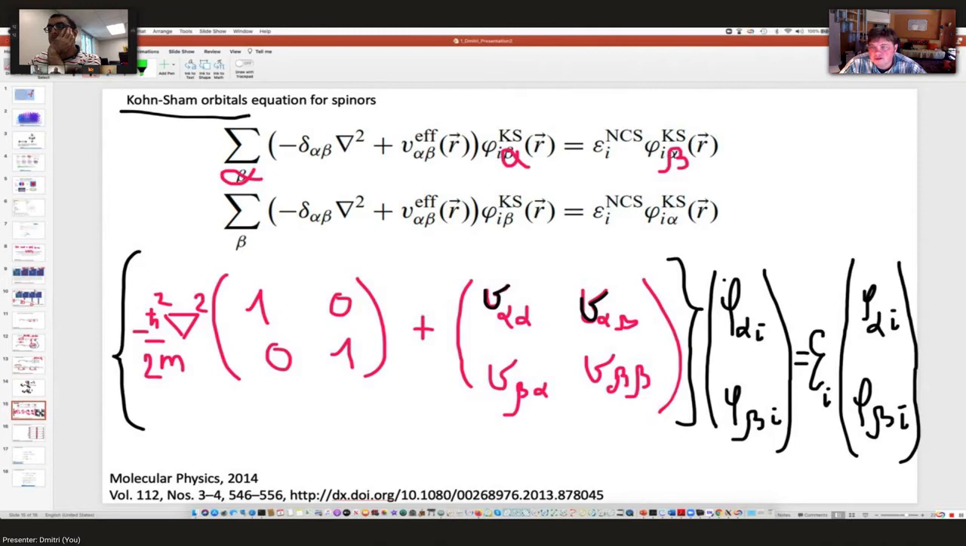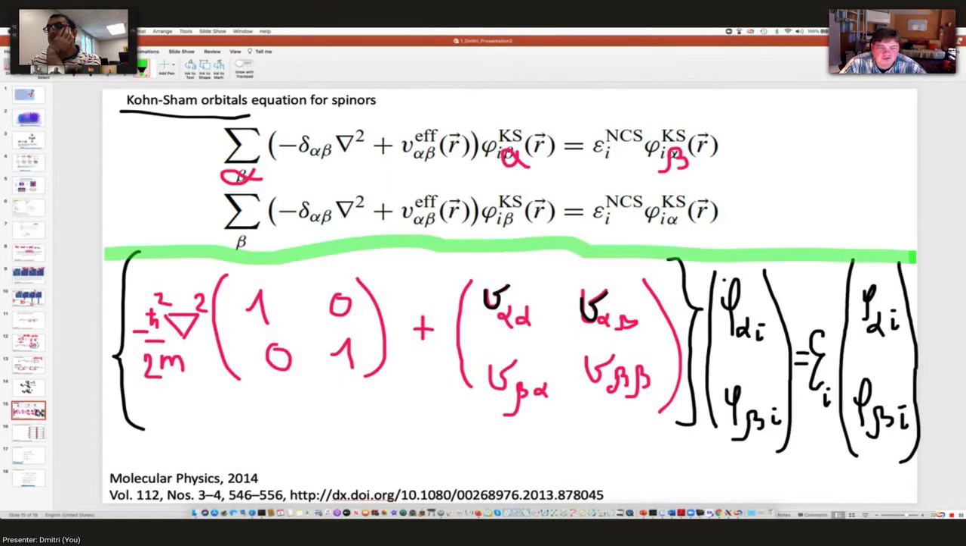So I am showing this equation in two forms. Below the green line, it is a complete equation in matrix form. Above, it's just components for alpha and for beta. The unknown spinor is composed of unknown components alpha and beta, each of which depends on position. And one needs to find them simultaneously. So in order to find them simultaneously, one sets up the eigenvalue problem, where one needs to find these eigenvectors and eigenvalues.